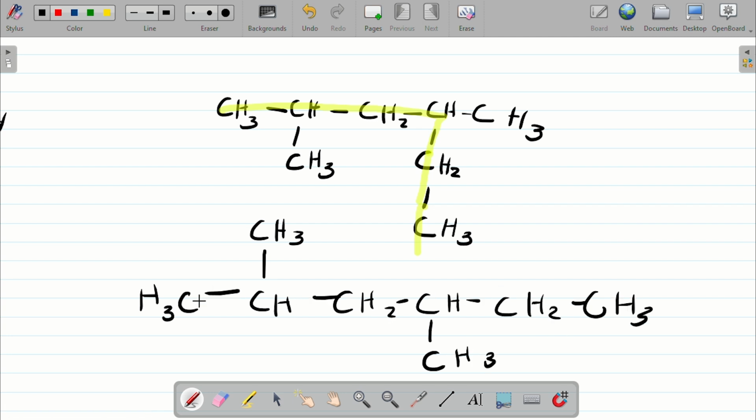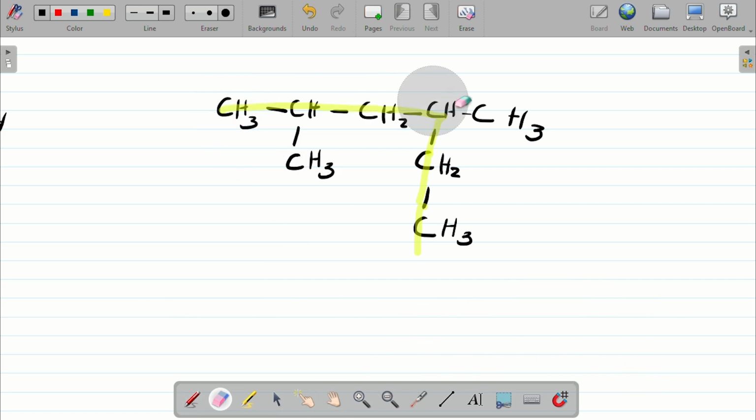So the reason why we have 6 now is because this long carbon chain can be represented like this. And that means that this side chain is this part here, and that side chain is this part here. So the parent chain can be bent, it can also be straight. You just need to identify the longest carbon chain.